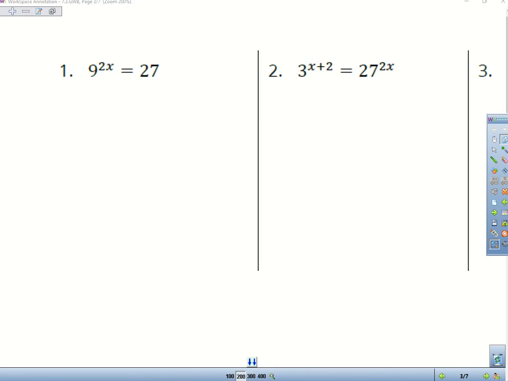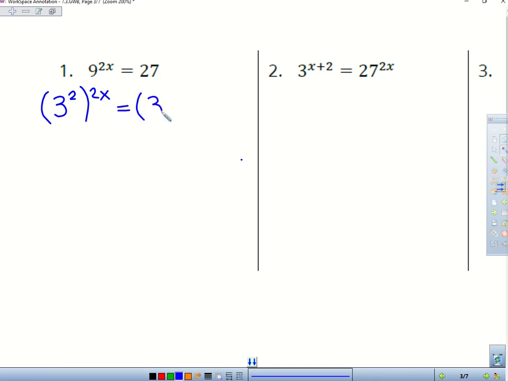So the main idea is we need to rewrite the left and the right side so they have the same base. Base is the number that is raised to the exponent, okay? So what's another way I could write 9? 3 to the what power? Second. Good, so I can rewrite 9 as 3 to the 2nd power. And what's another way to write 27 if the base is 3? 3 to the 3rd power, okay?